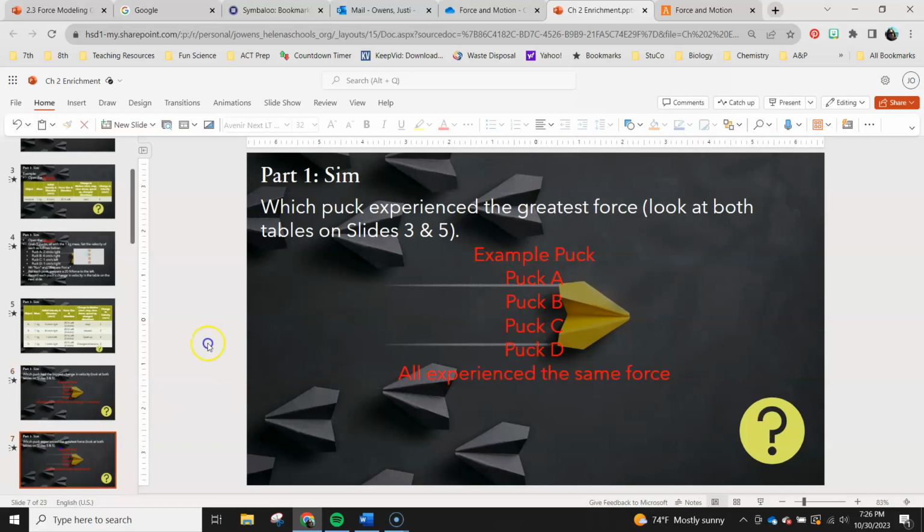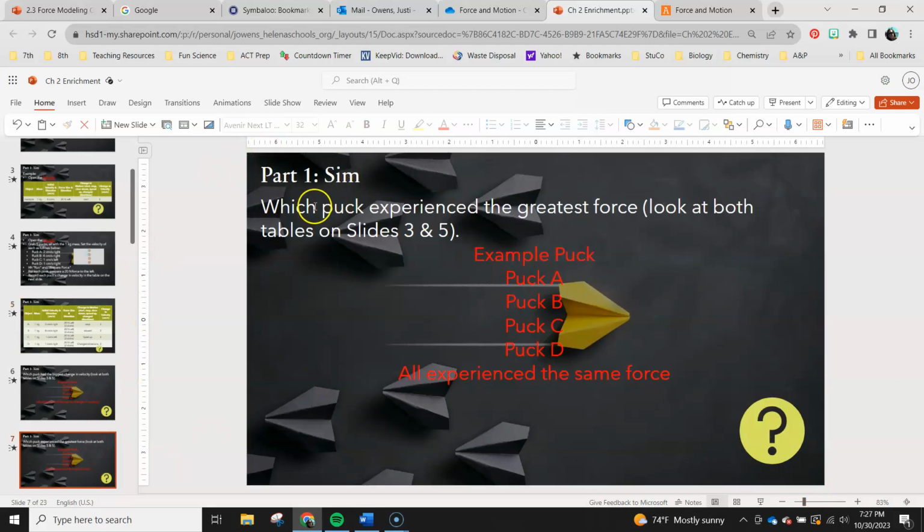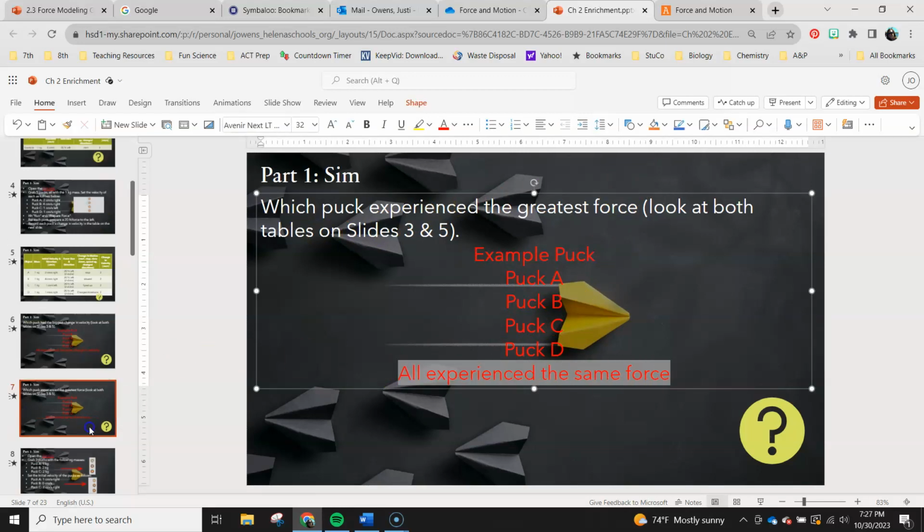The next question asked us, which puck experienced the greatest force? Again, because they are all changing velocity by the exact same amount, it means they all have the same force. I saw a lot of kids respond saying, hey, this one stopped moving, and it takes more force to stop something moving than it does to speed something up. It doesn't matter, if it has the same change of velocity, it's experiencing the same force. So for this one that asked which puck experienced the greatest force, you guys should have circled this last one here: all experience the same force.